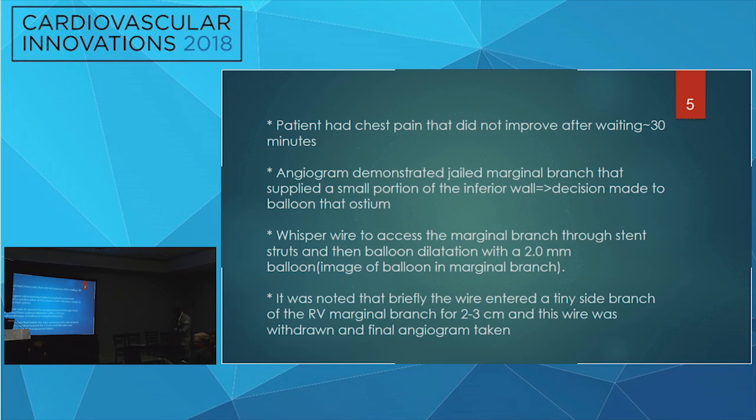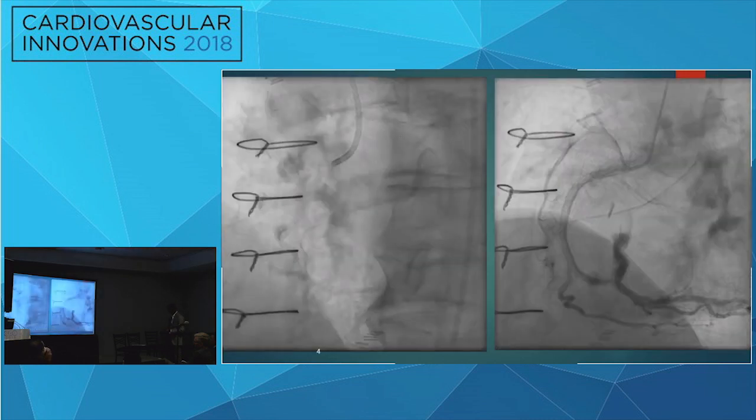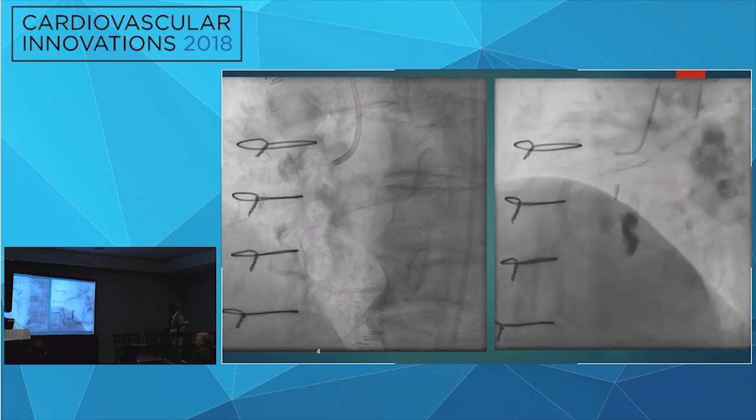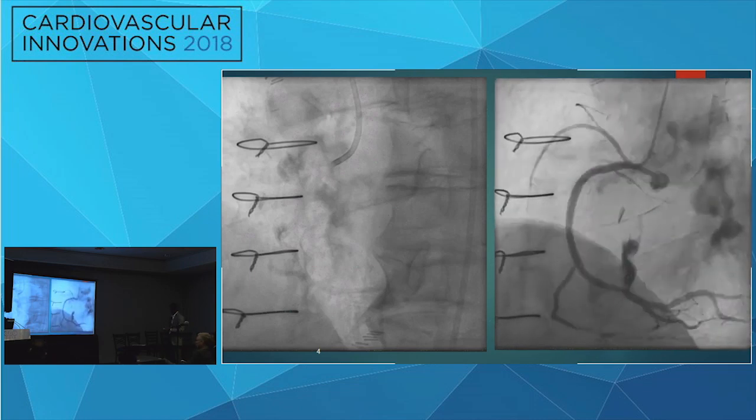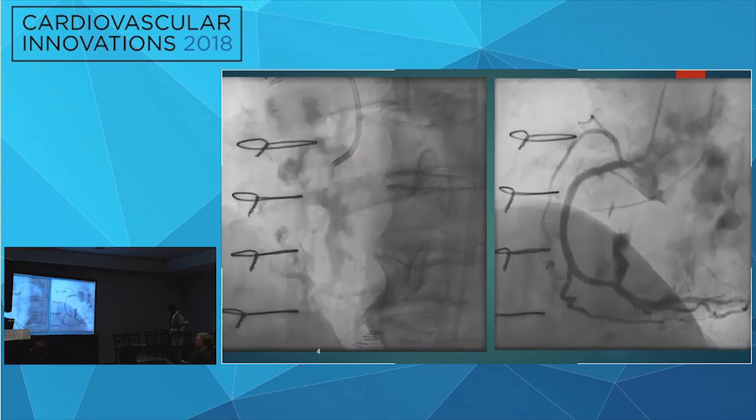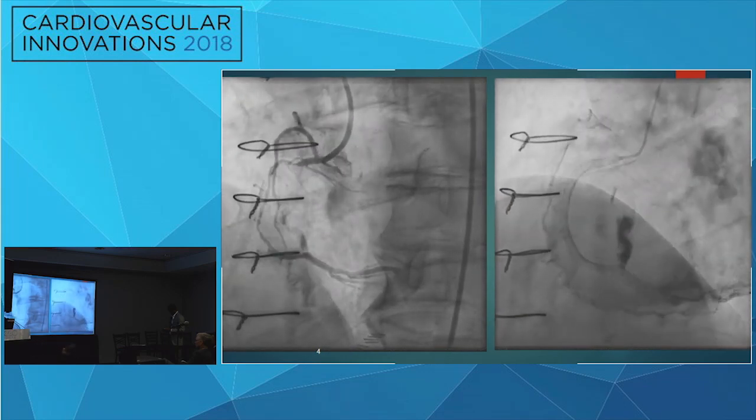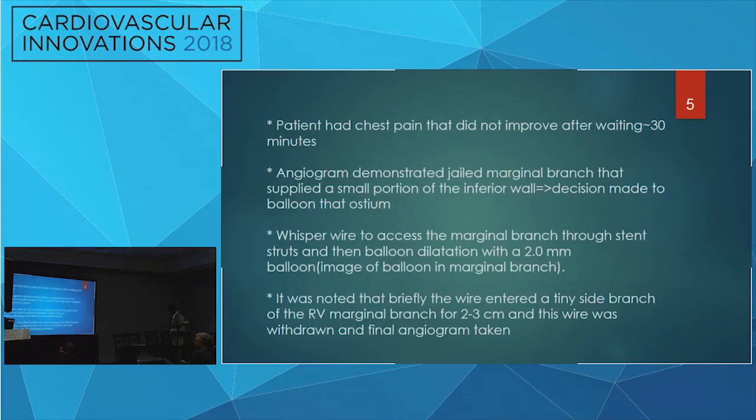So I showed you the angiogram. We saw the jailed marginal branch, and then that supplied a small portion of the inferior wall, and this is the one that I was talking about, the one on the right side, if you see, the jailed marginal, and it does supply a small part of the inferior wall. I couldn't find something else that would contribute to the chest pain.